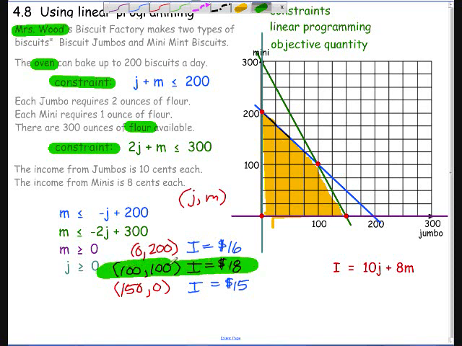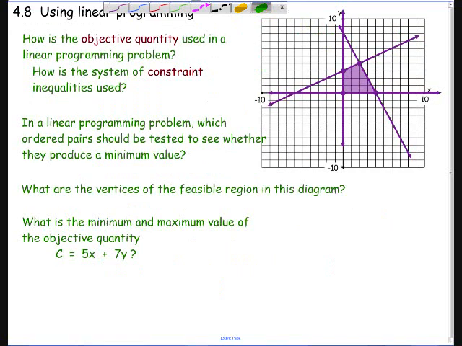In order to maximize her income, she'll want to go to this. This is the sweet point for her. Let's just talk about linear programming in general now. How is the objective quantity used in a linear programming problem? You look at what your goal is. If it's income, like in the case of Mrs. Wood's factory, how much income are you going to get from each jumbo, plus how much income are you going to get from each mini?